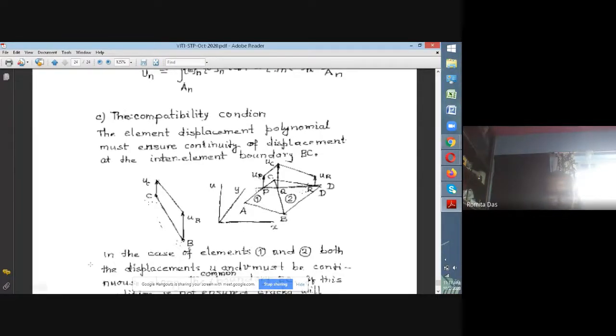So along the boundaries, when you take the linear variation of the displacement field, you see from B to C, we plot the U displacement, and the variation is linear. Whether you take the left element or the right element, since displacement at node B is UB and displacement at node C is UC, it's a straight, linear variation from both elements. This is the same, and this is compatibility.